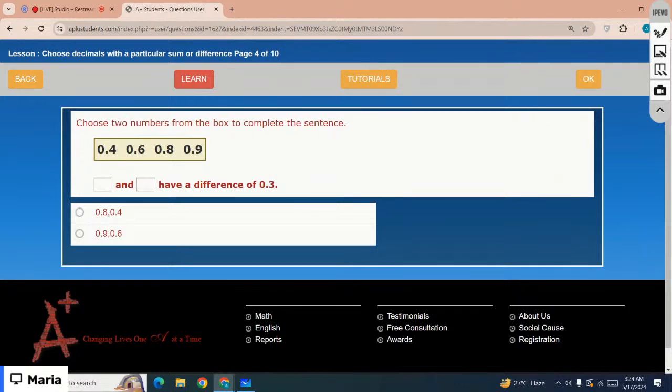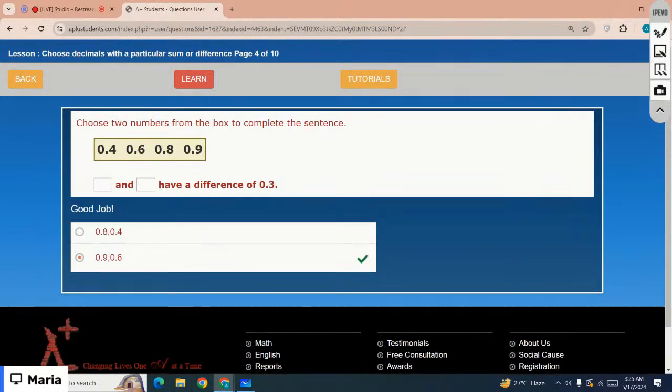Choose two numbers from the box to complete the sentence. Dash and dash have a difference of 0.3. So, which is the correct option? The correct option is 0.9 and 0.6. Option number two have a difference of 0.3. The correct option is the second one.